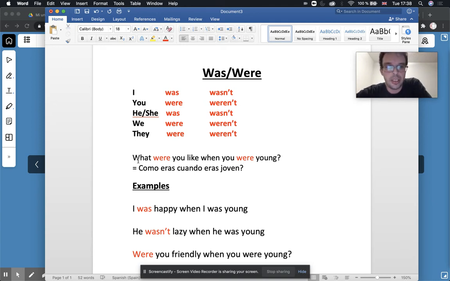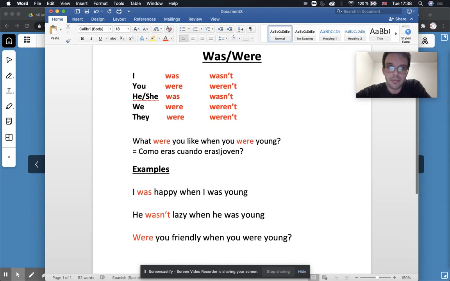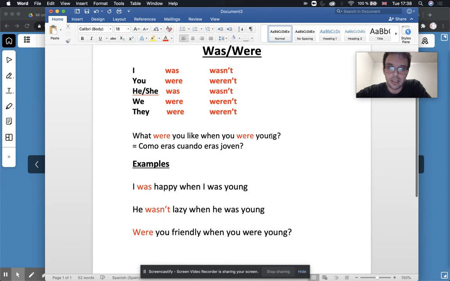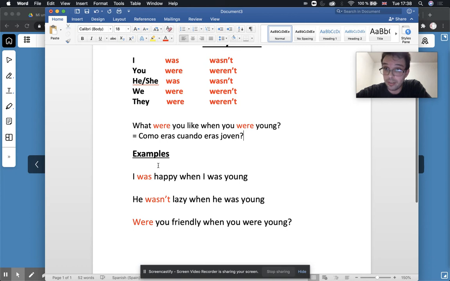The question is, what were you like when you were young? What were you like when you were young? And in Spanish, I think that's como eras cuando eras joven. Okay? So this is what we're going to ask grandma. Esto es lo que va a preguntar a su abuela. What were you like when you were young? Young quiere decir joven.